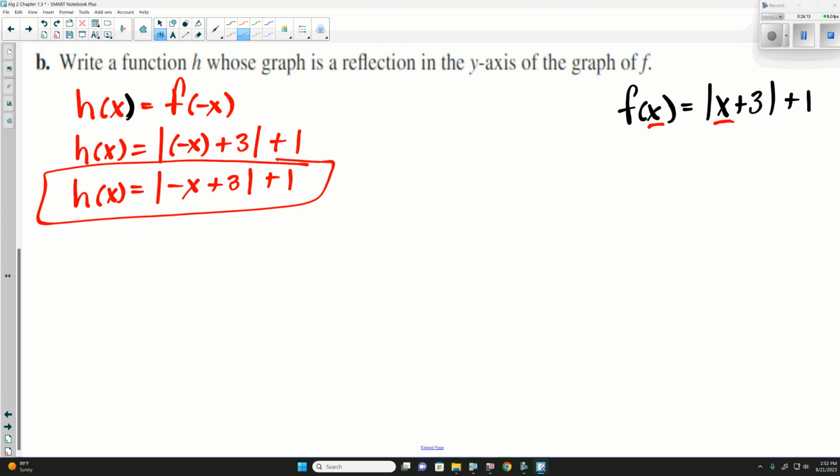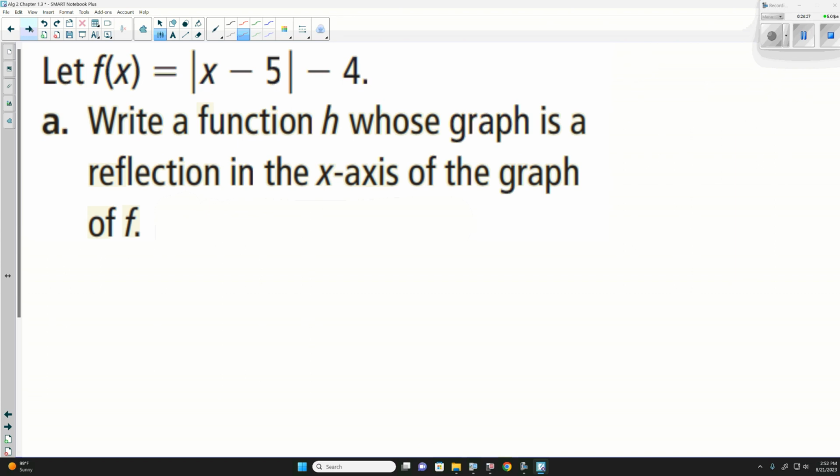Questions on any of this here? We good with this here so far? Yes? It might be helpful to look at another reflection. Let f of x equal the absolute value of x minus 5 minus 4. We want to reflect it in the x-axis. This time they started off using h first, but it really doesn't matter. So we have h of x equals negative f of x, because when we were correct for reflected across the x-axis, we use negative f of x.